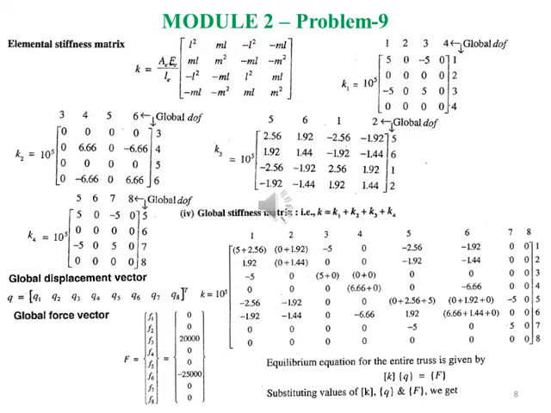So wherever 1 is coinciding with 1, it has to be added. If we observe carefully, in K1 we have 1 coinciding with 1, which is equal to 5. Similarly in K3 also we have 1 coinciding with 1, that is 2.56. Hence while arriving at the global stiffness matrix we have to add 5 and 2.56. So wherever the common terms are there, they are required to be added in order to get the global stiffness matrix.